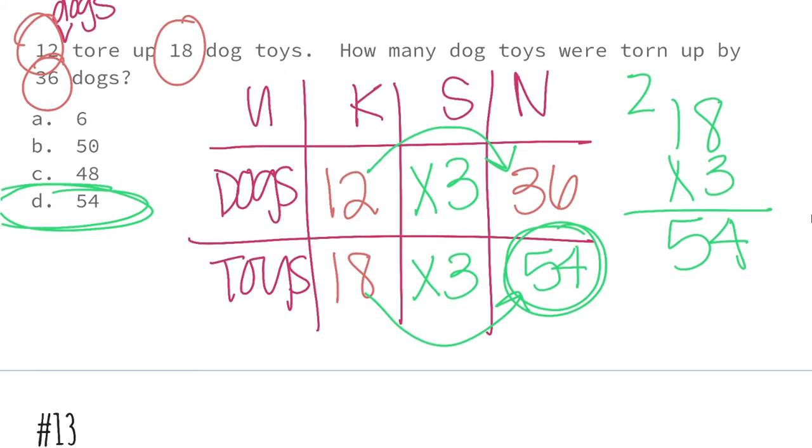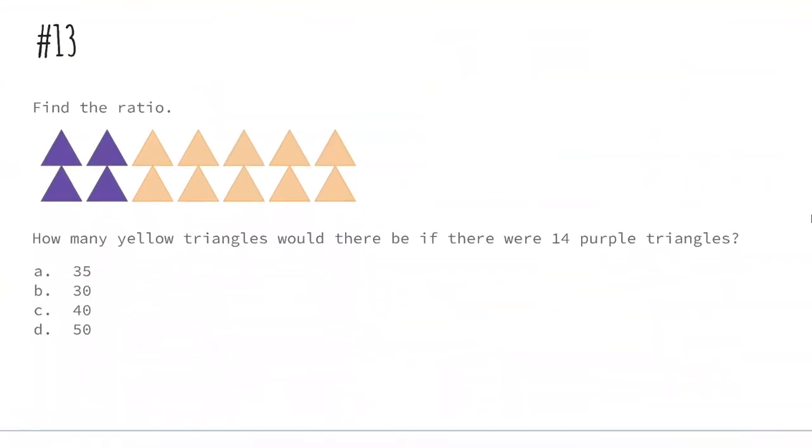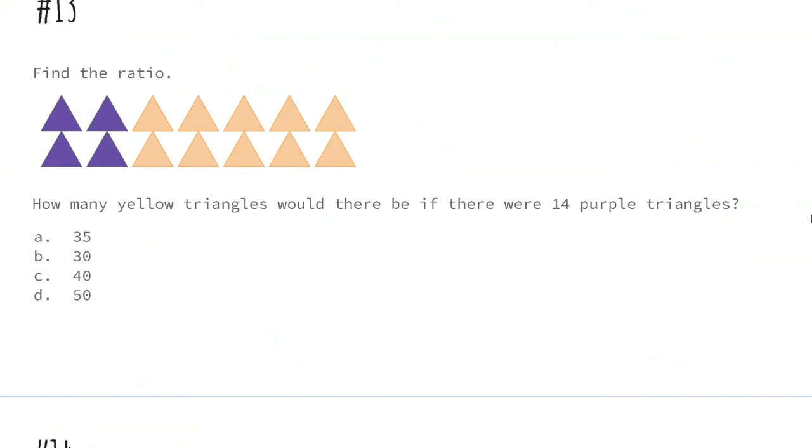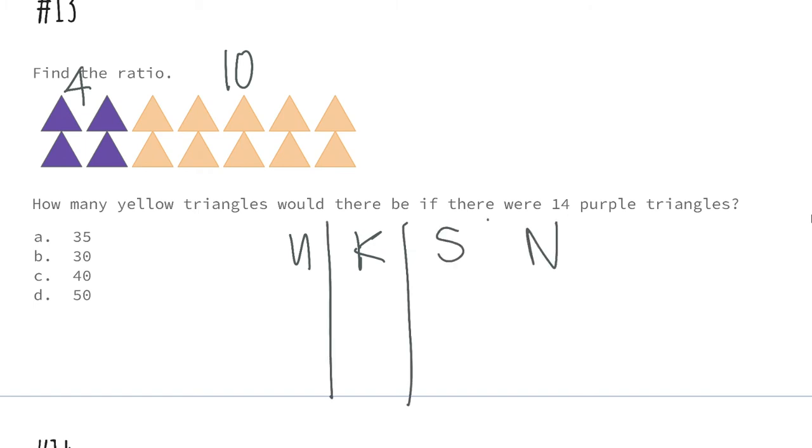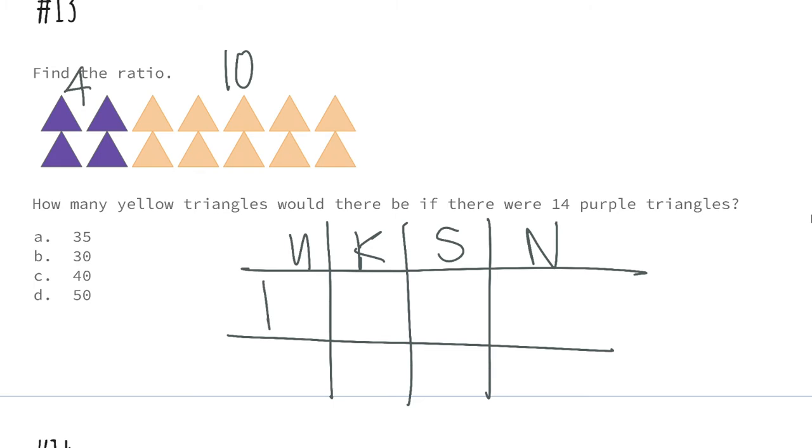Okay, so just making sure everything's lined up. Okay, find the ratio. How many yellow triangles would there be if there were 14 purple triangles? So right now, let's write a ratio, right? I've got 4 purple to 2, 4, 6, 8, 10 yellow, right? So if I do UKSN, we're talking about purple to yellow. Right now I know I have 4 purple and 10 yellow. I want to know how many yellow triangles there would be if there are 14 purple triangles.